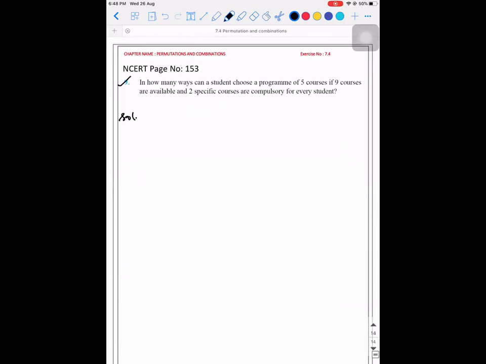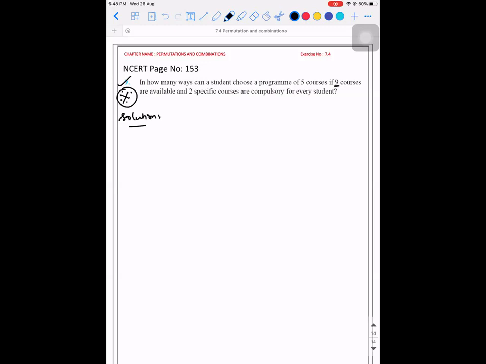Ninth one. In how many ways can a student, see this is a good question, mark it as important. In how many ways can a student choose a program of 5 courses if 9 courses are available and 2 specific courses are compulsory for every student? So whenever you're solving a problem, first you need to always satisfy the condition, then you have to see the remaining part. So how many courses are there? 9, out of which 2 courses are compulsory for every student, right?